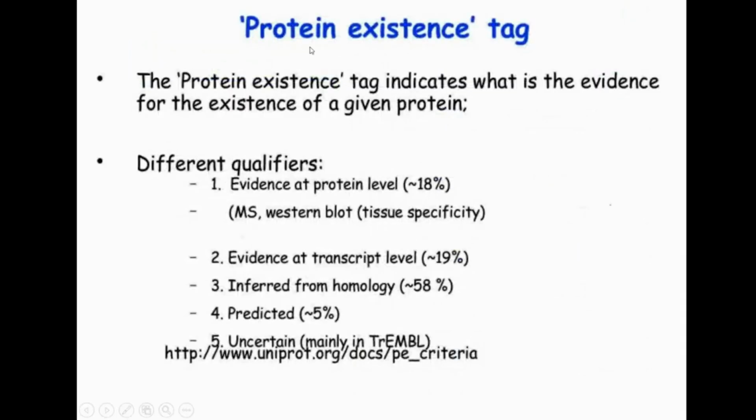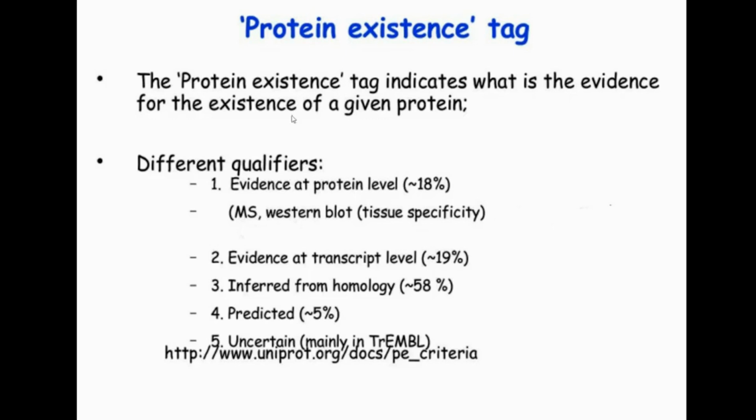The next is the protein existence tag. The protein existence tag indicates what is the evidence for the existence of the given protein. When the sequence moves from the translated EMBL to the Swiss-Prot, it is very, very important to provide the protein existence. We have to give the evidence for the existence of the given protein. So there are different qualifiers for the protein existence tag. First is the protein level, means the protein sequence of that particular protein is present in the database, means a direct submission of the sequence at the protein level.